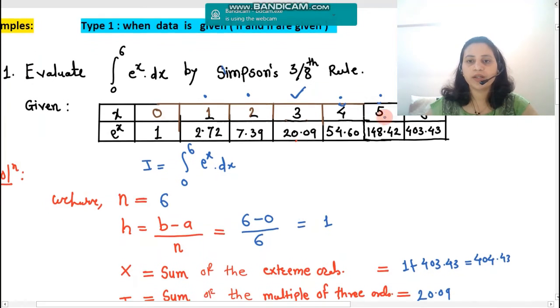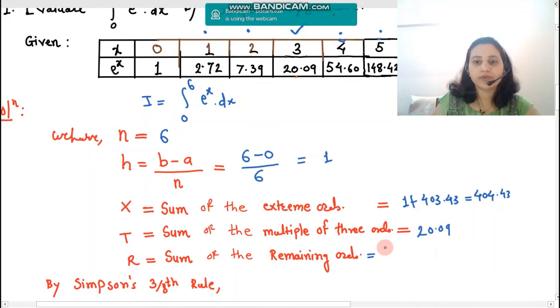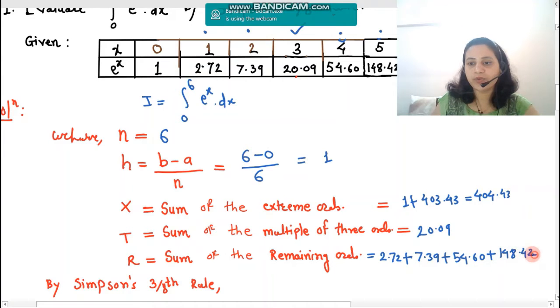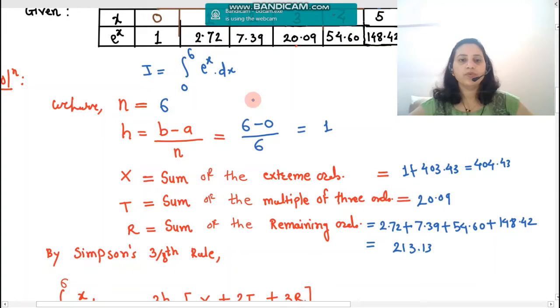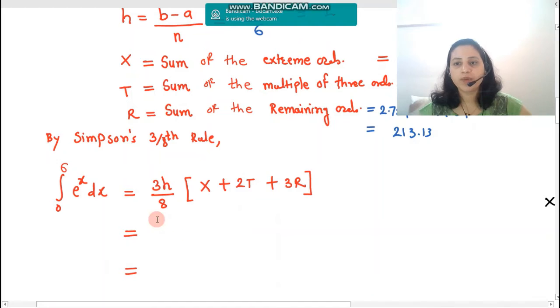So corresponding values: the corresponding value of 1 is 2.72, plus 2 is 7.39, plus 54.60, plus 148.42. So let's add all the quantities. You will get 213.13. Okay. So once we get all the quantities, say n, h, x, t and r, just substitute all the values in the Simpson's 3 by 8 formula.